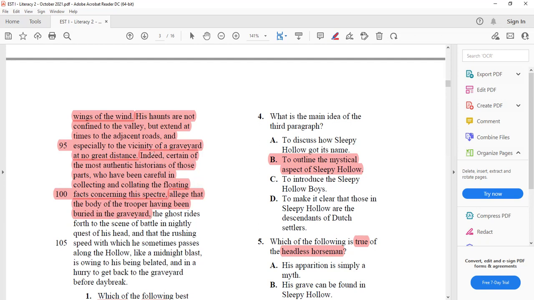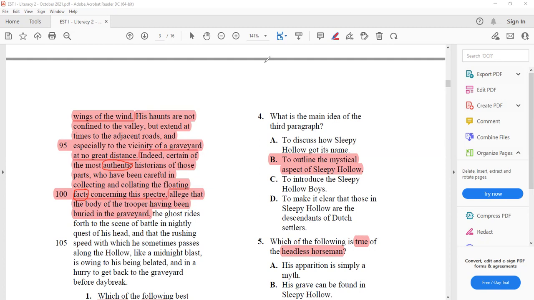One of the keywords that shows that this is true. Authentic, real, so true. Historians of those parts who have been careful in collecting and collating the floating facts. Oh my God, again, facts. It's also a clue that this is true. Concerning this specter, allege that the body of the trooper, take care. We get the answer from where? If I just start, as he told me, from allege, I'm not gonna know that this is true. I take the line because you have to take from the beginning till the end. So here it's not included, so I take it with this sentence, until here, because the part after that is included in the other evidence. So authentic facts tell me that it's true. Allege that the body of the trooper having been buried in the graveyard.